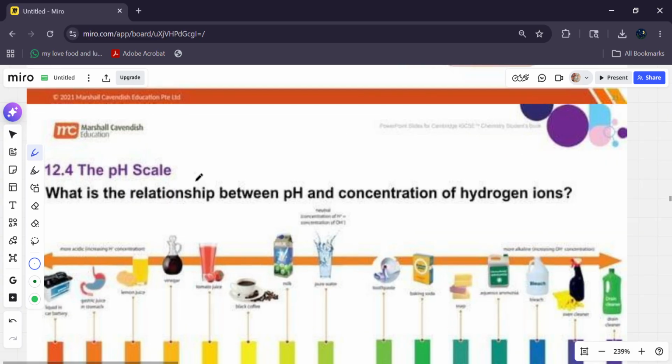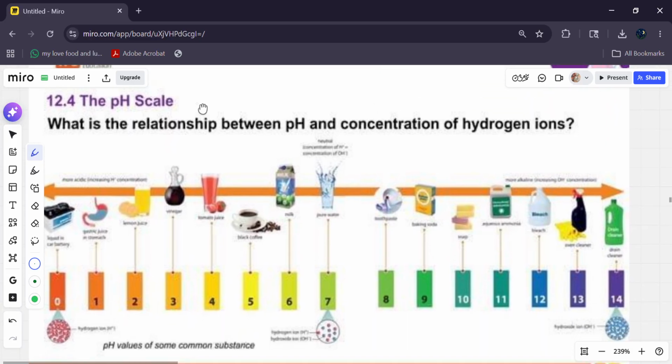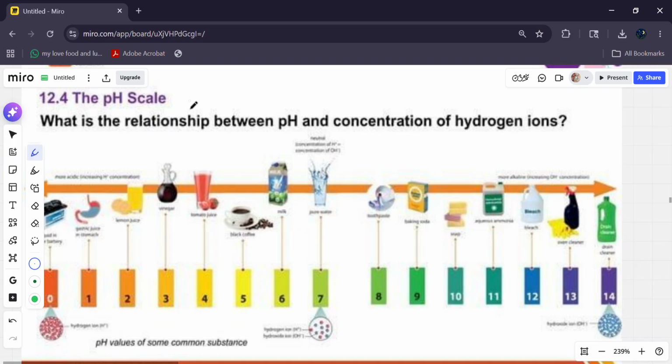Now, what is the relationship between pH and concentration of hydrogen ions? The pH scale is a set of numbers from 0 to 14 that is used to indicate whether a solution is more acidic, neutral, or alkaline. Neutral means that it's safe to drink. It's not too alkaline and it's not too acidic. Like water. Water is safe to drink as it is not too dangerous.